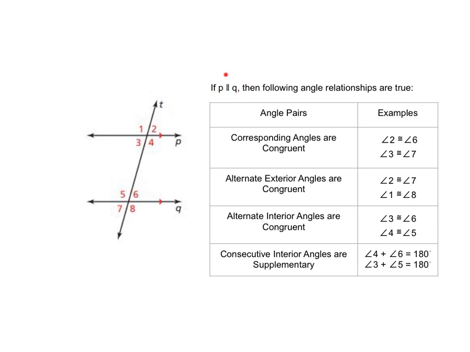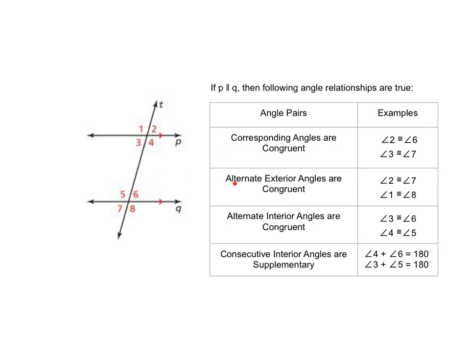If P and Q are parallel, then we have a few very interesting angle relationships. Here is the list. First one, corresponding angles are congruent. The examples are angle 2 and angle 6. They are corresponding angles, and they are congruent. They have the same measure.